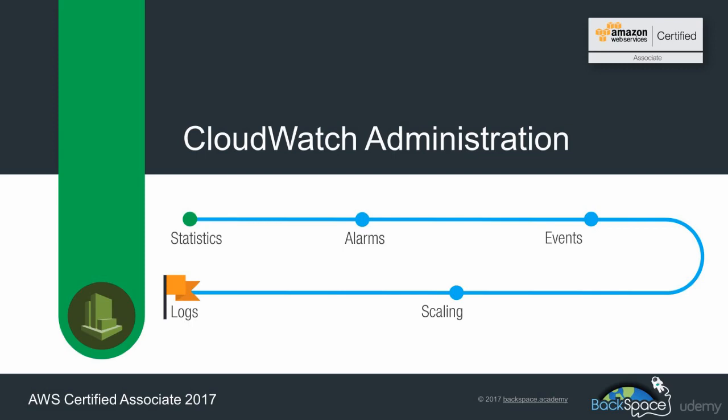So we'll go through and look at statistics. We'll go through further into CloudWatch alarms and also look at CloudWatch events. So the way CloudWatch can trigger something to happen. And also we'll look at CloudWatch logs, the way CloudWatch can monitor log information and also act on that log information if required.